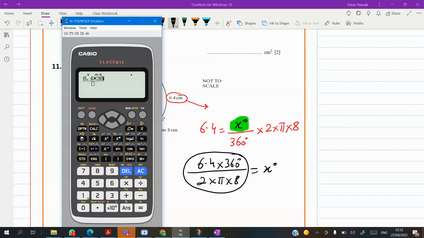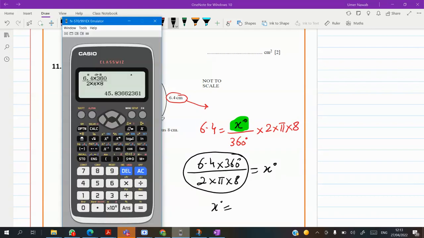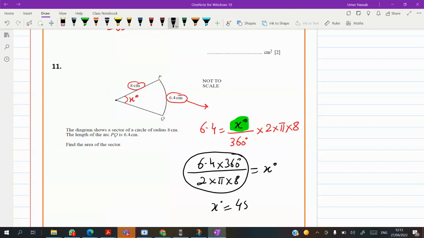6.4 times 360 over 2 times pi times 8. So this gives us x equals, don't write it to one decimal place, because in IGCSE you have to write your final answers to one decimal place, but within calculations try to write it as two decimal places. So 45.84, 45.84, since I am going to use this answer in the next stage.